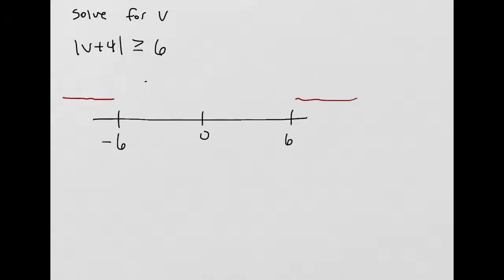So if I want to describe this first set of numbers, those are going to be all the numbers that are less than or equal to negative 6. And notice I'm doing the absolute value of v plus 4. So when I set this up, I'm going to have v plus 4 is less than or equal to negative 6. Or, because again, I've got two sets of numbers with a gap in the middle. And if I look at the other set, these numbers are all greater than or equal to 6. So I want v plus 4 to be greater than or equal to 6.